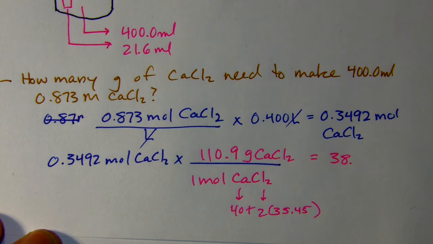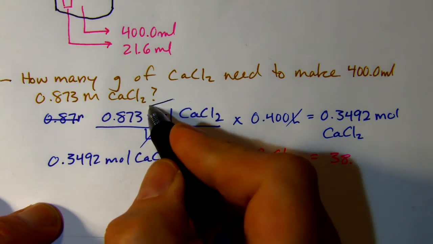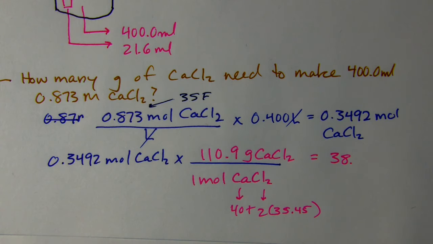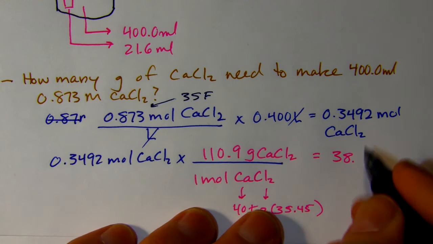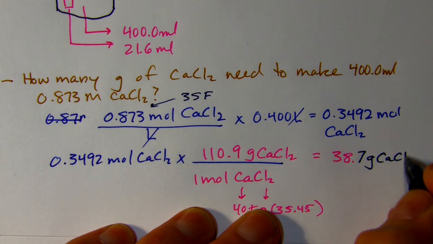38.72. However, we can't keep that. You see this? Right here. This is 3 sig figs. He's the fewest, so we have to go back. We can't keep all 4. So all we can do is 38.7 grams of calcium chloride.